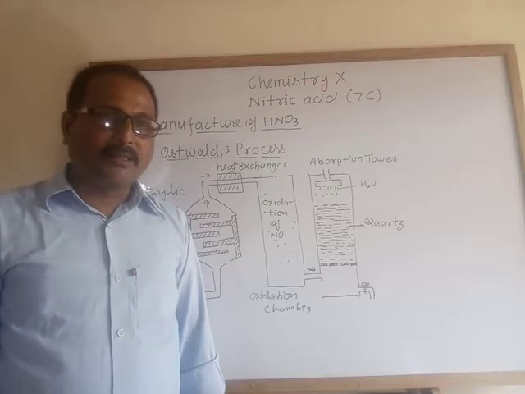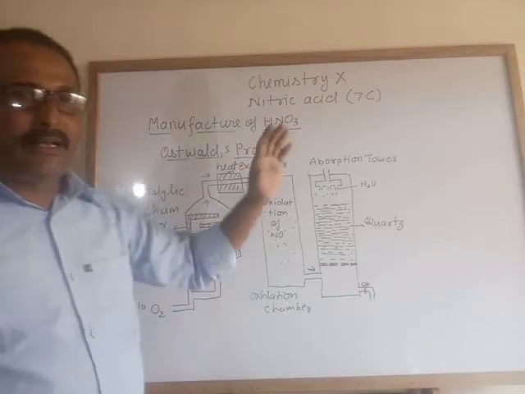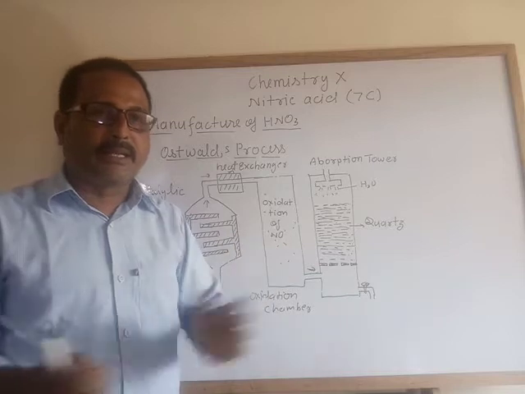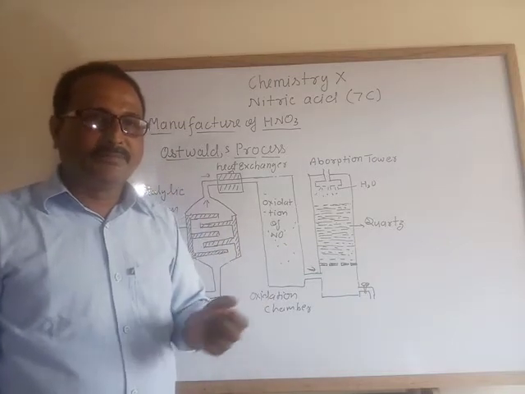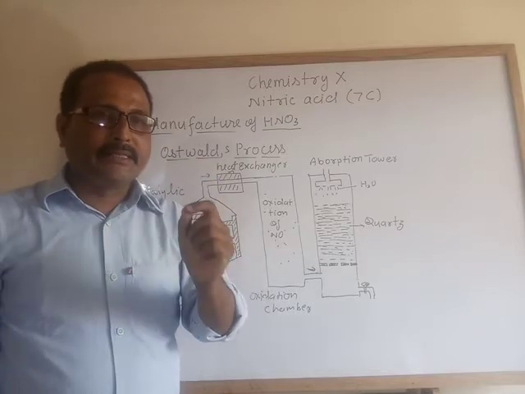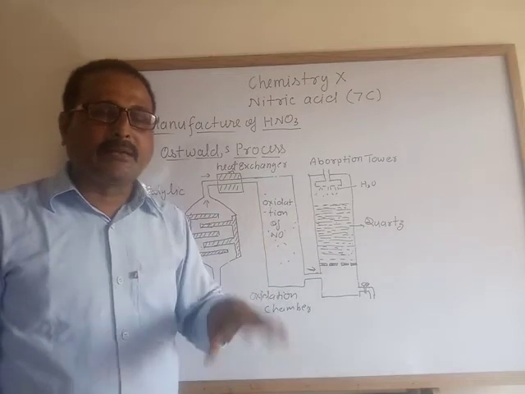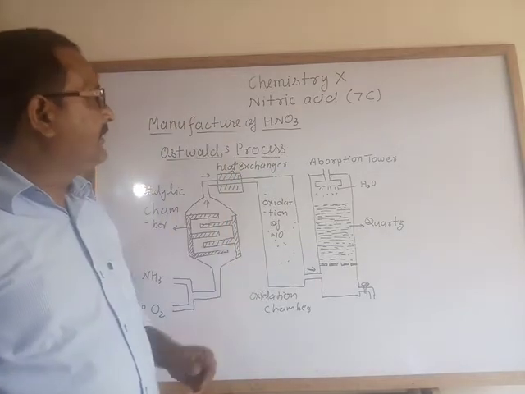Good morning, student. I was explaining nitric acid and the lab preparation of nitric acid and questions related to it. My last question was that in my previous video, the nitric acid prepared in the lab is yellowish in color. Why? Because it contains dissolved nitrogen dioxide. Due to that, its color is yellowish.